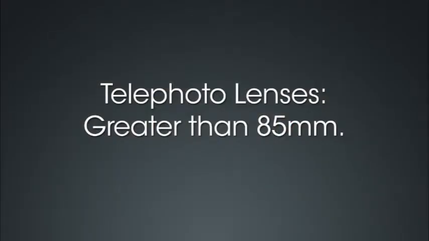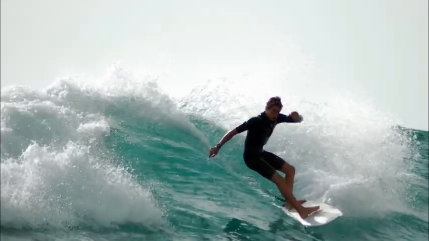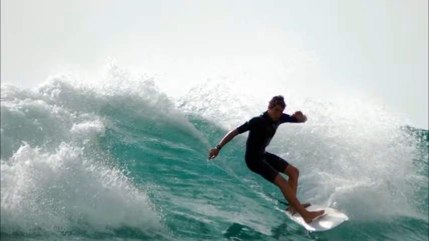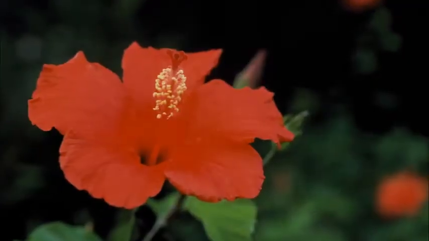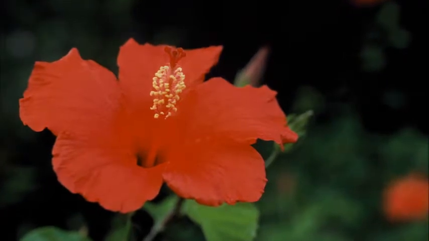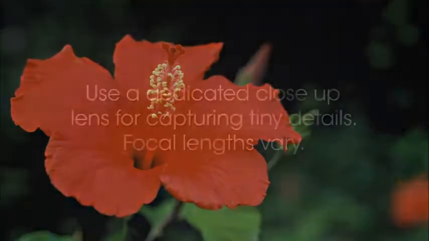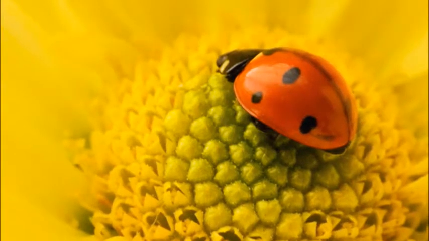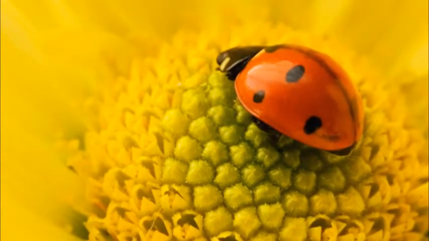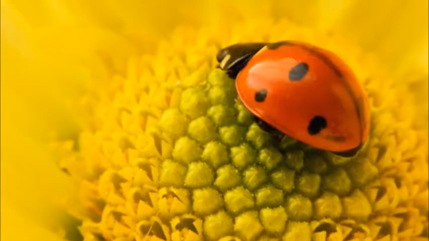Telephoto lenses are lenses with over 85 millimeters and are great for getting close to your subject. Sports and wildlife photographers use telephoto lenses extensively to zoom in on the subject. Telephoto lenses are also great for getting amazing close-up shots of flowers or other small objects. If you're photographing very small objects and you want to have the ability to capture even the smallest details, you'll want to look into a dedicated close-up or micro lens. The focal lengths for dedicated close-up lenses range between about 60 millimeters and 200 millimeters.